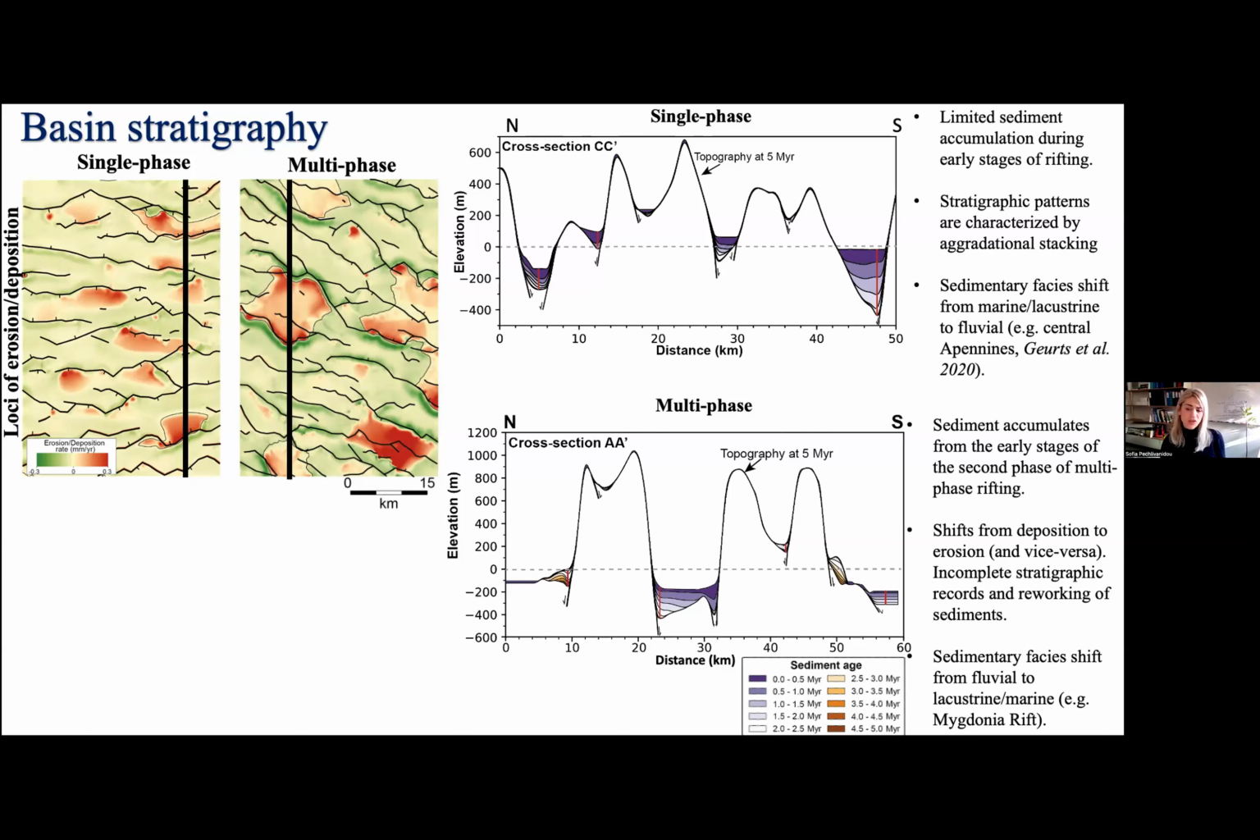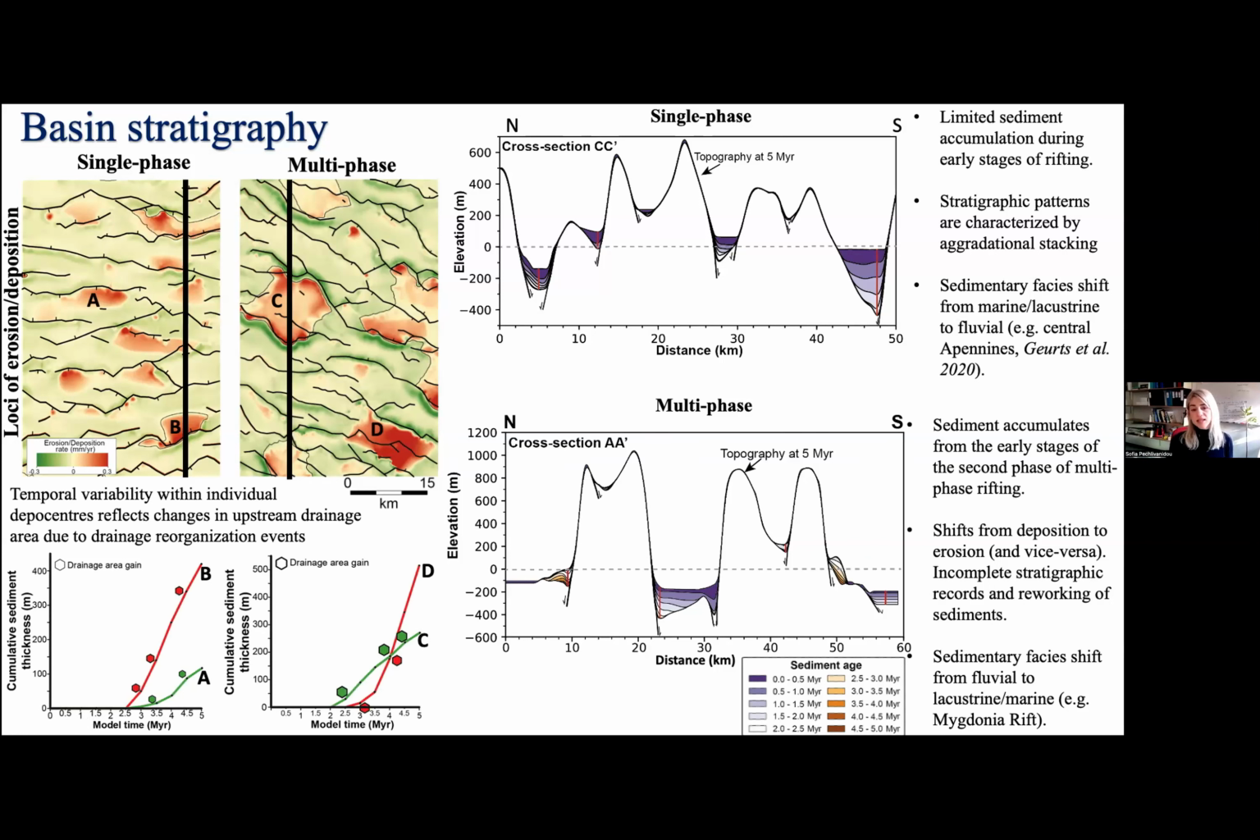Finally, if you look at the individual depocenters here, we can see that there is a temporal variability in sedimentation that reflects changes in the upstream drainage area that are due to drainage reorganization events. So in these plots here below, this is cumulative sediment thickness versus time for depocenters A and B in the single-phase rift and C and D in the multi-phase rift. What we see is increases in sediment thickness that relate to drainage area gain. You see these symbols here. And this drainage area gain is due to drainage integration events.